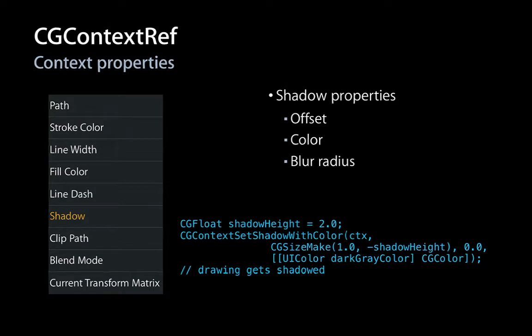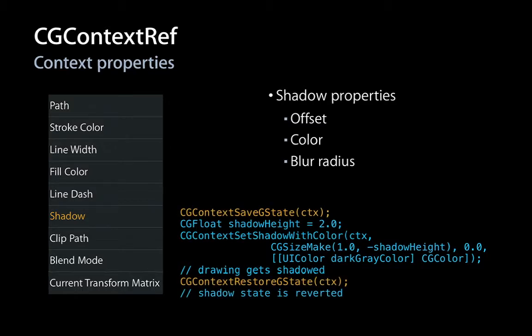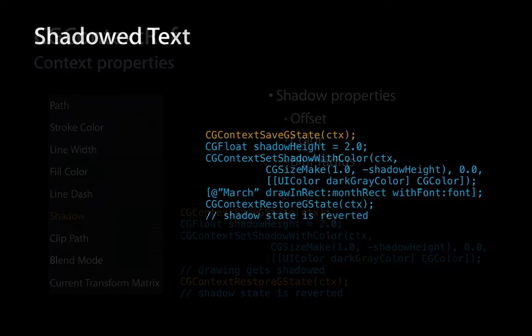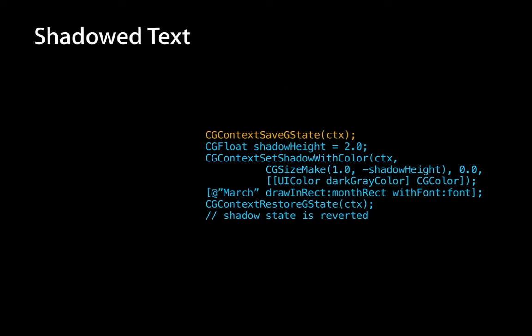So we set that up by setting up a shadow, telling it its offset, color, and blur radius. But it's really important that we use this gstate call because once we set the shadow, all drawing from that point forward will use that same shadow. So we want to set it, draw our shadowed stuff, and then call restore context so that we go back to non-shadowed drawing.